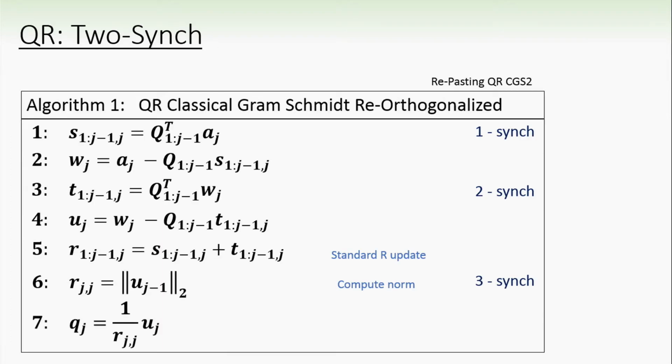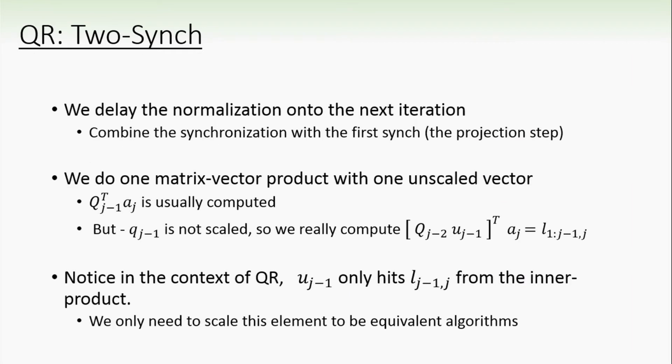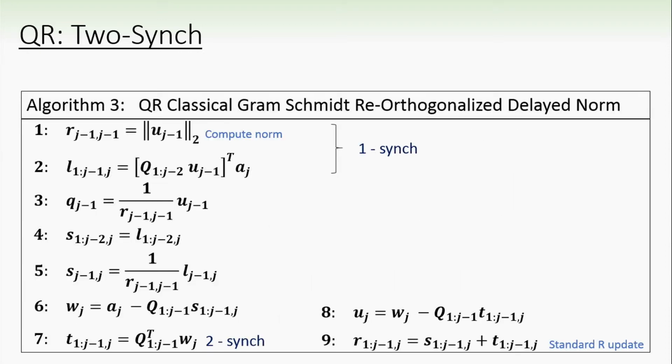So let's start talking about QR from 3 sync to 2 sync. The idea here is we want to take step 6 and push it onto the next iteration so that we can combine those synchronization costs, which forces us to move step 7. So the idea then is delaying this normalization by combining the synchronizations, and we usually would compute this matrix-vector product with the next column of A, but now we have an unscaled column. This is relatively easy because if you notice, all that this inner product hits is that last j-1 element from the inner product. So to be equivalent algorithms, it's actually not too bad. All we have to do is add step 5 and scale that last element.